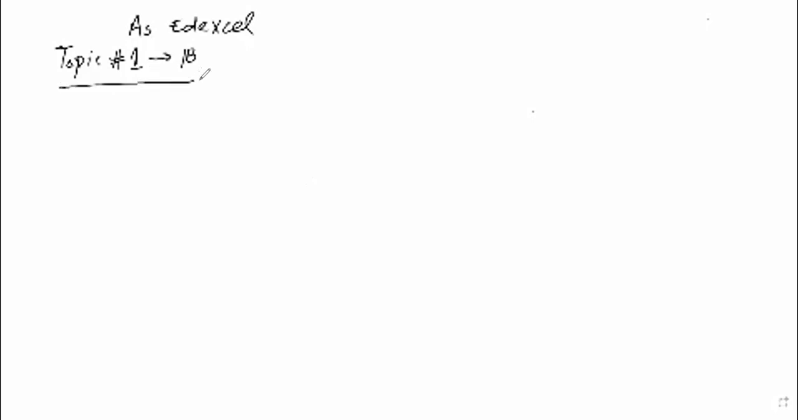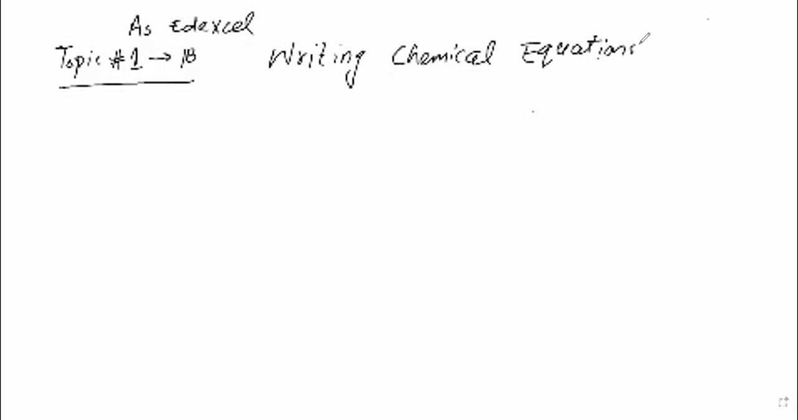So this topic relates to writing the chemical equations. Means its heading is the main thing that we are going to study: writing the chemical equations, and all the requirements for writing them. Okay. So actually, for writing the chemical equation, we must know what the chemical equation is.